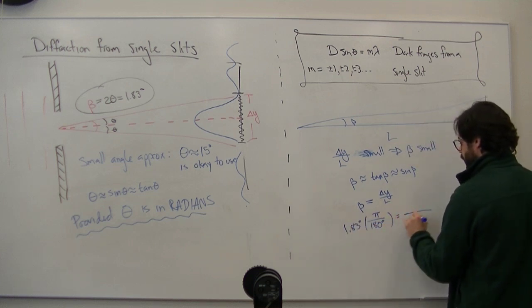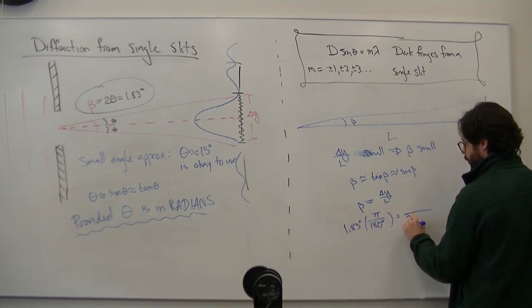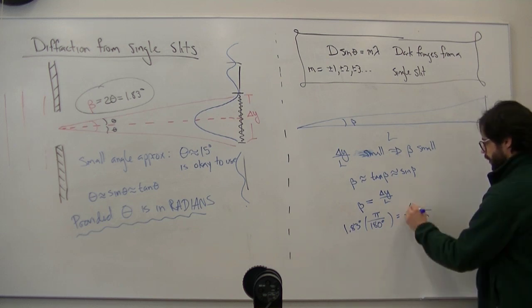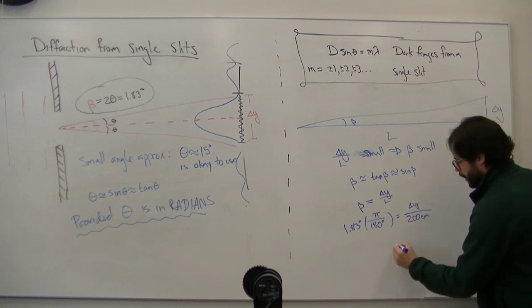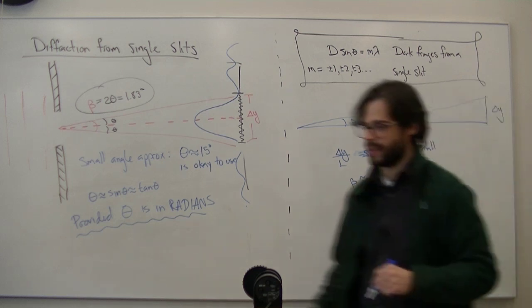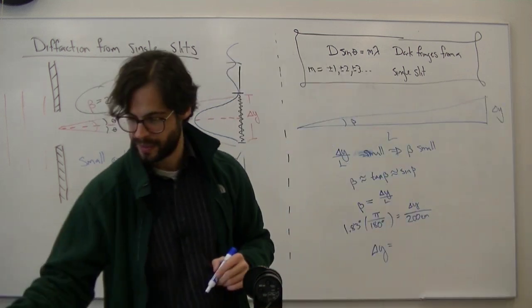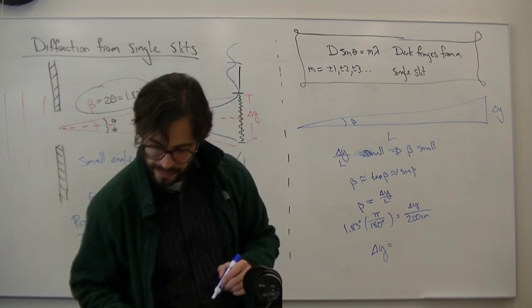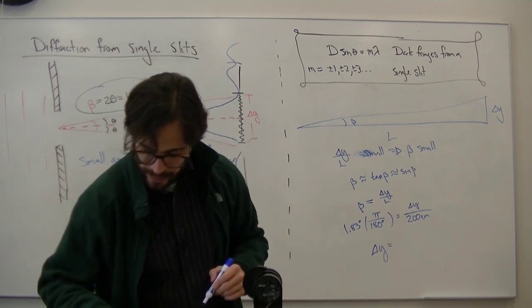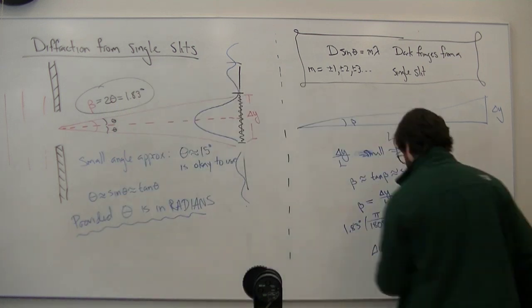And I know that this is 2 meters. I'm going to guess that centimeters is probably a better unit, so I'll just turn that into centimeters right there. Poof. And then math happens, and I get delta y. The size of this on the screen is equal to whatever I wrote: 6.4 centimeters.